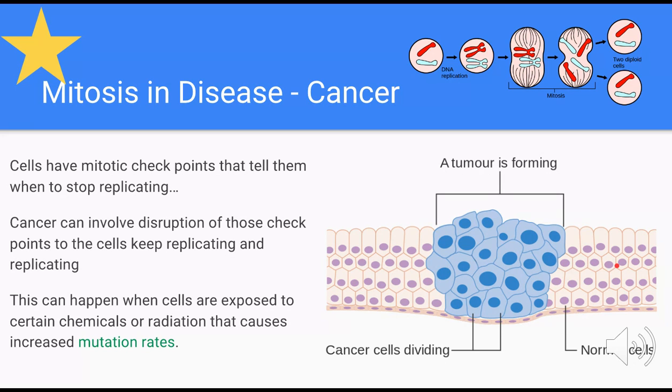Mitosis and disease. Just know that mitosis out of control can sometimes contribute to cancer, where you have tumors, cells just keep replicating without being subject to their normal checkpoints.